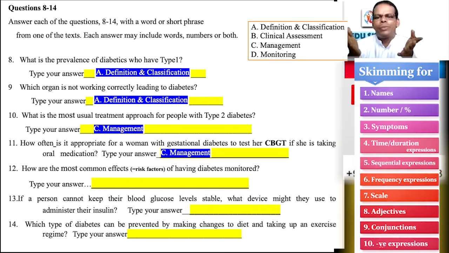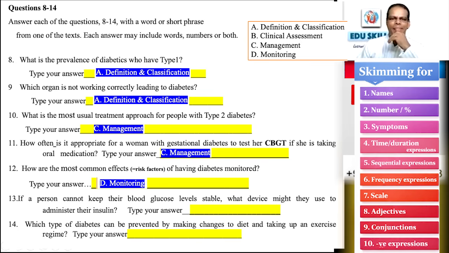Then the next one: how are the most common effects of having diabetes monitored? Already you know which text, monitoring. You have to find the common effects there.